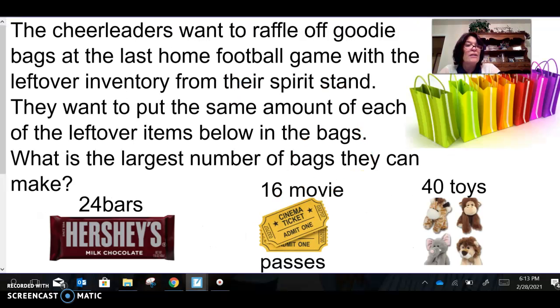So going back to here, if I can make 8 bags, right? Each bag is going to have 3 Hershey bars. They'll have 2 movie tickets, and they'll have 5 toys. I can make 8 bags exactly the same that have 3 Hershey bars, 2 movie tickets, 5 toys. I have 8 bags of the same, give them out or raffle them off or whatever we're going to do. Okay? That's how we use a greatest common factor.